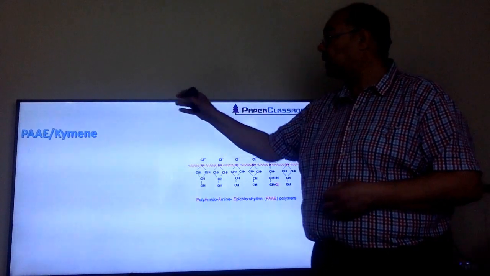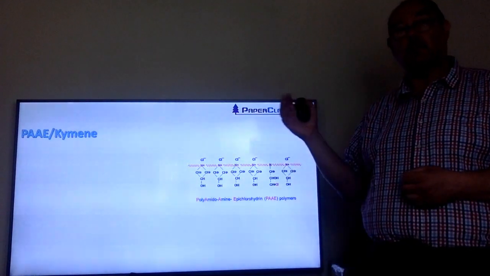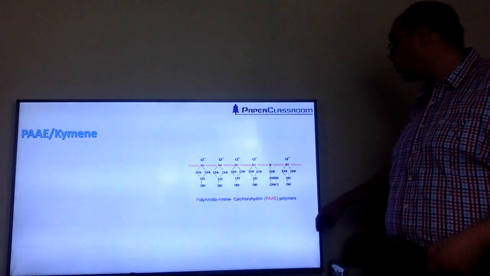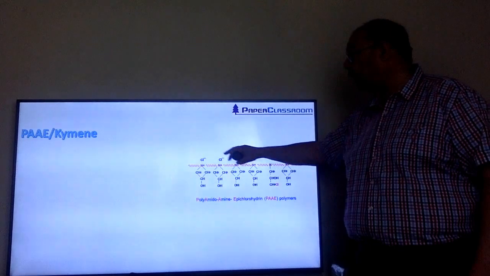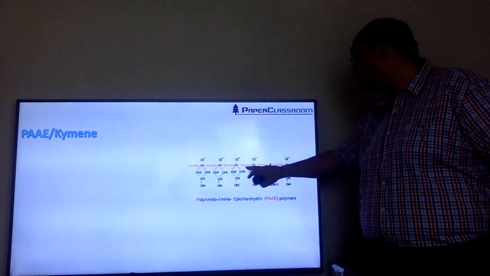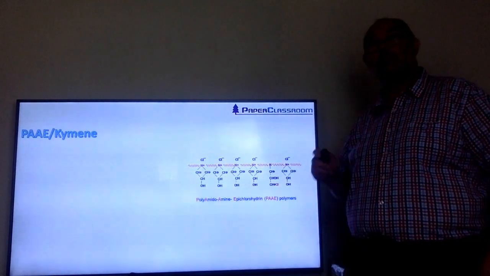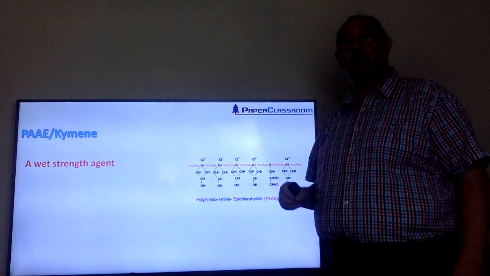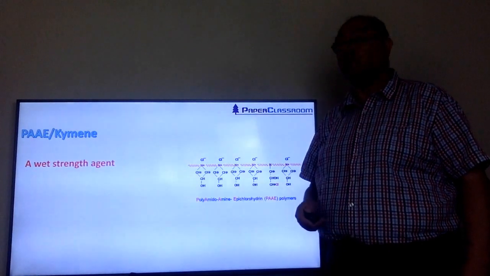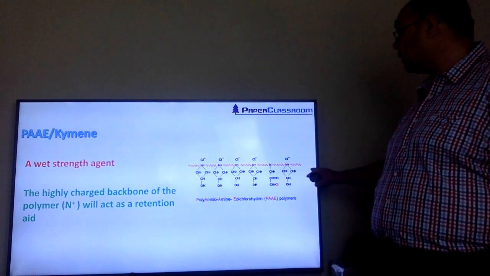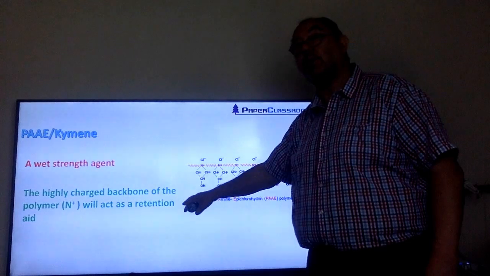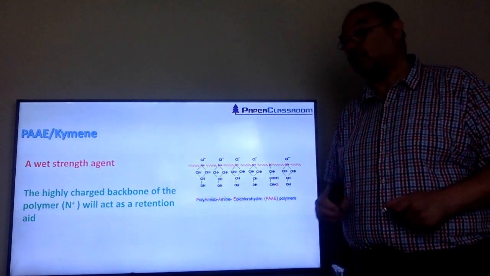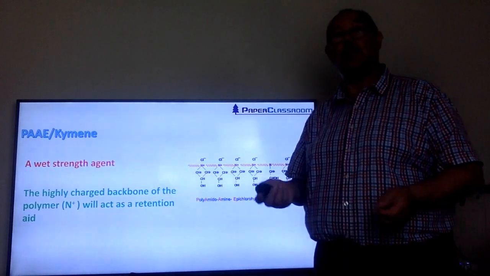Another material is PEI, or Chymine as it's commercially known. This is the typical Chymine molecule. As you'll see here, the chlorine ions will float off. You'll be left with this backbone of strong, positively charged nitrogen atoms. We normally add this material for permanent wet strength, but because of this highly charged backbone, it too, like the aluminium, will attract negatively charged fibres, and therefore it will also act as a retention aid.